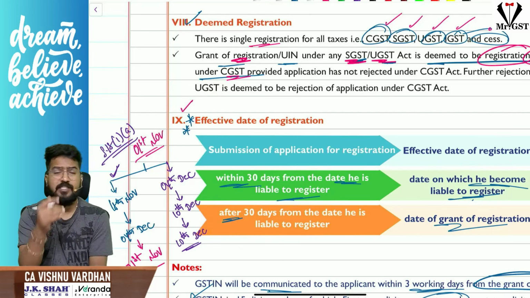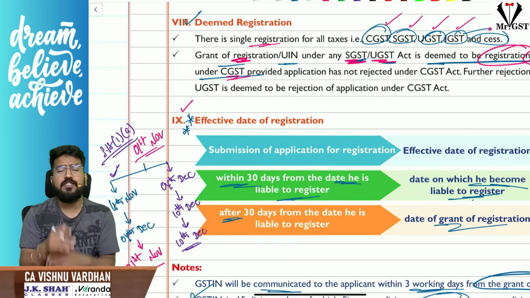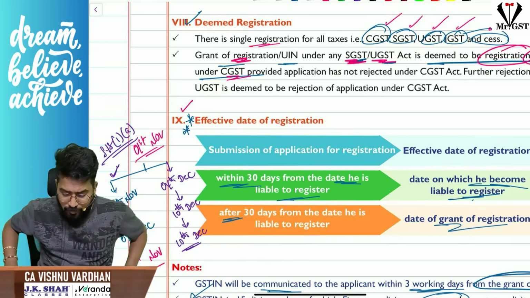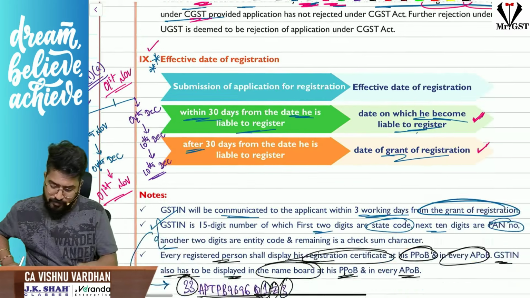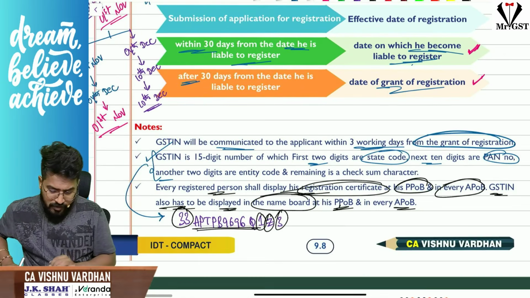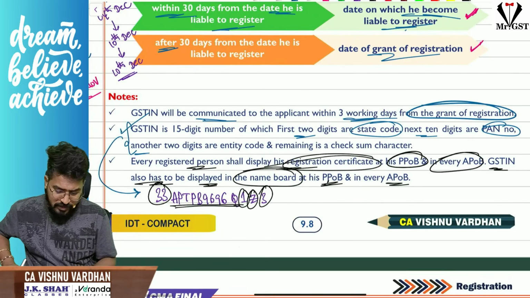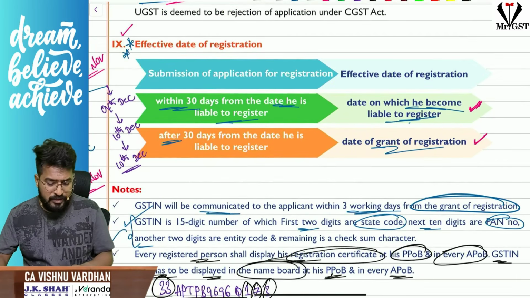Sir, if I am applying for registration after 30 days, then the effective date of registration is the date of grant of registration certificate, not the date of becoming liable. So that is the concept. Next, there are small points which you can just go through. Next, let us move on to registration procedure.